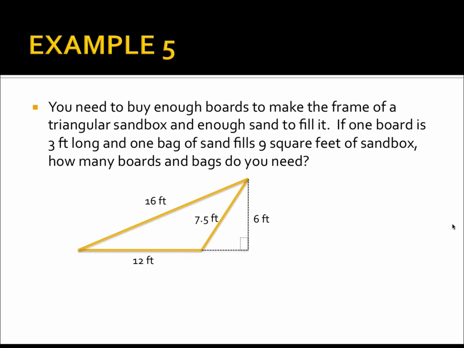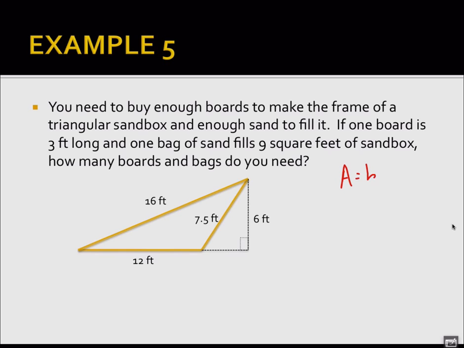Right? Let's see. Area is equal to base times height. How long is the base? That's 12. What's the height? 6. Good. Not 7.5. 6 times 12 is... Okay. Divided by 2? Yeah. Why? Oh, good job. Okay. 36? We get exactly 4.